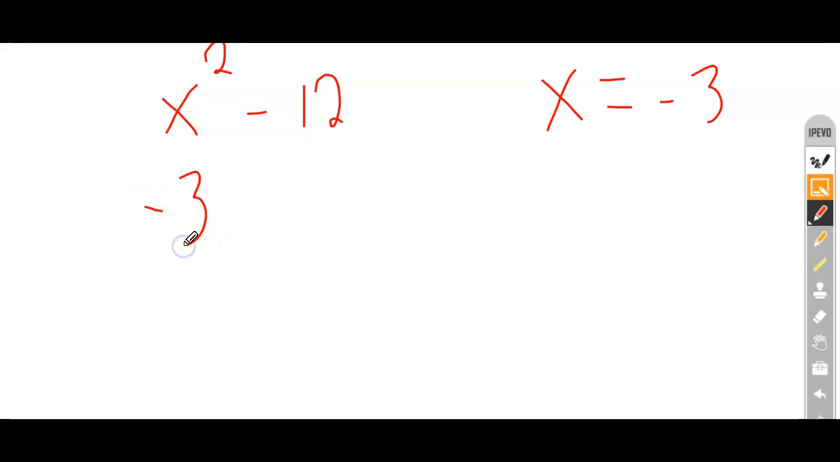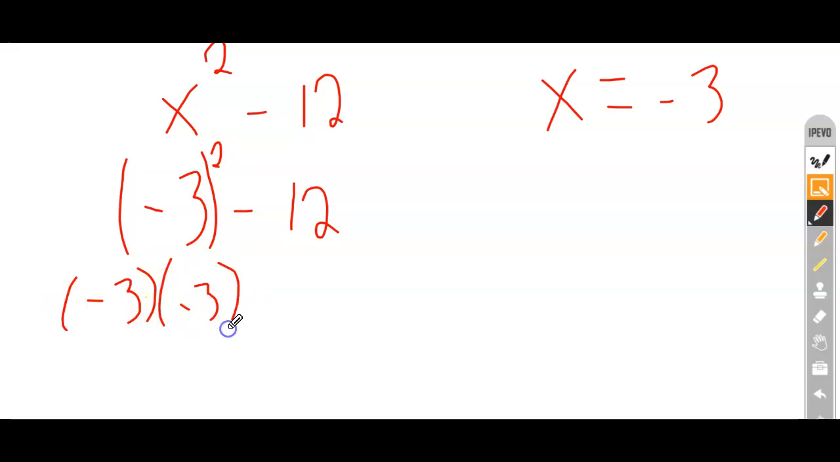So let's first of all start with this. x squared minus 12. And then they're going to say that x equals negative 3. We're really having trouble with this one in class, so I would imagine you're still having trouble at home as well. We have to plug in negative 3 for x, and we're going to square that. Okay, so negative 3 squared means negative 3 times negative 3. Negative 3 times negative 3 is a positive 9. Remember, when you multiply two negatives, they cancel each other out.